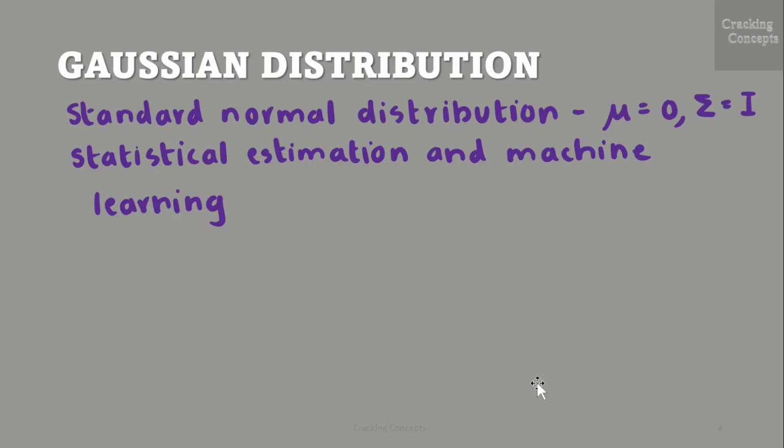So the standard normal distribution will be a special case where the mean will be 0 and sigma will be an identity matrix. Gaussians are widely used in statistical estimation and machine learning as they have closed form expressions for marginal and conditional distributions. A major advantage of modeling with Gaussian random variables is that variable transformations are often not needed. Since the Gaussian distribution is fully specified by its mean and covariance, we can often obtain the transformed distribution by applying the transformation to the mean and covariance of the random variable.